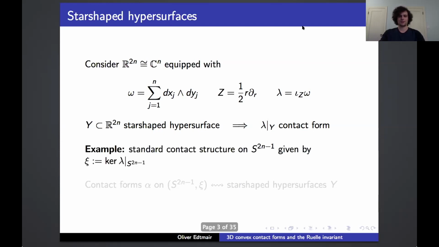The simplest example of a star-shaped hypersurface is just the round unit sphere. The contact structure I get on that is called the standard contact structure. It turns out that, as a contact manifold, any star-shaped hypersurface is isomorphic to this standard sphere. So I can think about a star-shaped hypersurface as defining a contact form on the standard sphere. And conversely, every contact form arises this way.